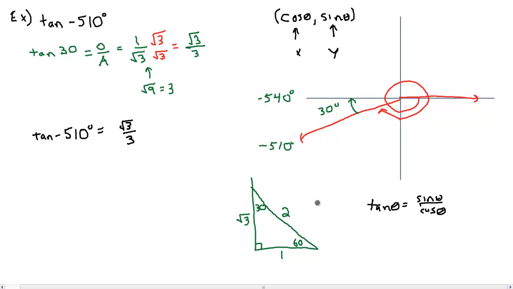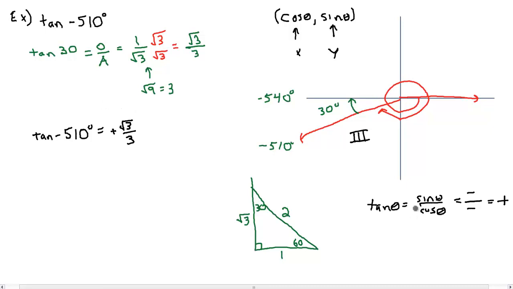So we could say, well, in the third quadrant here, that's what quadrant the terminal side is in, we know that sine is always going to be negative, and then cosine is also going to be negative. So if we have a negative divided by a negative, that actually equals a positive. Then we could transfer that information over here. We know that our tangent of negative 510 degrees is going to be a positive square root of 3 over 3, and that will be our final answer.